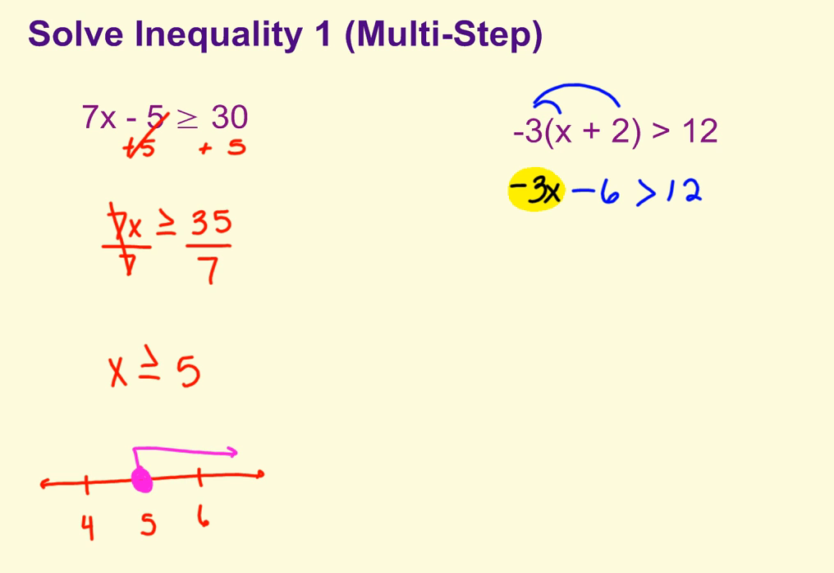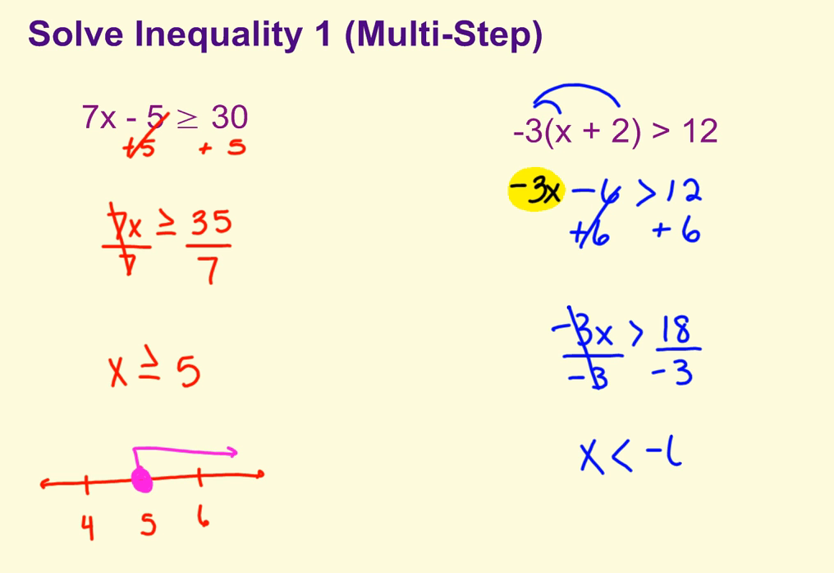But to continue solving, we'll undo the subtracting 6 by adding 6 first. So we have negative 3x is greater than 18. And now here's the step where if you divide both sides of an inequality by a negative number, it's going to flip the inequality the other way. So instead of a greater than, x is now less than negative 6.